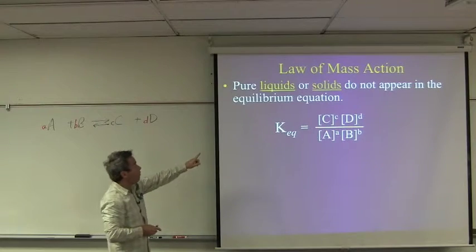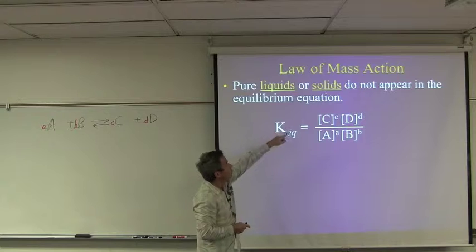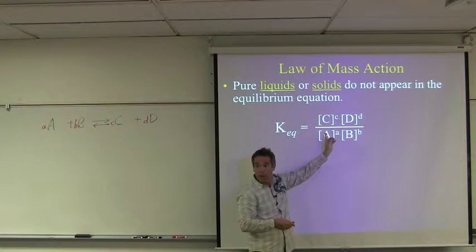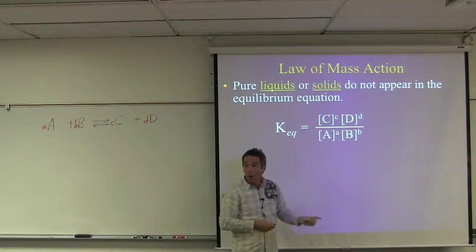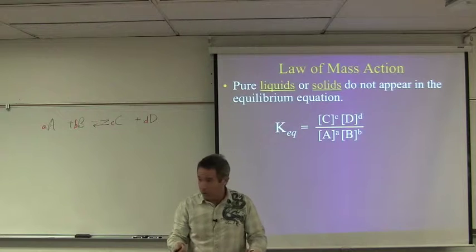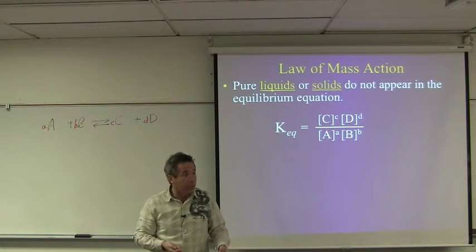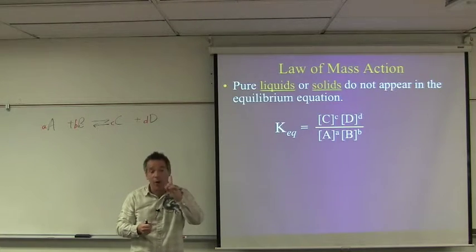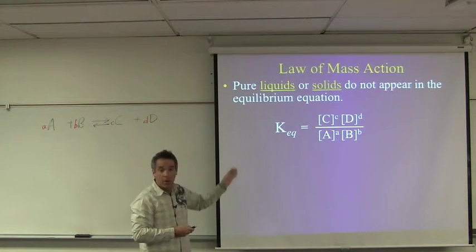Beware. When you're writing the law of mass action, pure liquids and solids don't appear in it. So if you see a reactant that's a pure liquid or solid, you don't write it in here. Why is that? Let's say you have a pure liquid. Does it make sense to talk about the concentration of a pure liquid or a pure solid? So we don't put them in there. You could think of we don't put them in there, or you could think of they have a value of 1, however you like, but they don't appear in there.